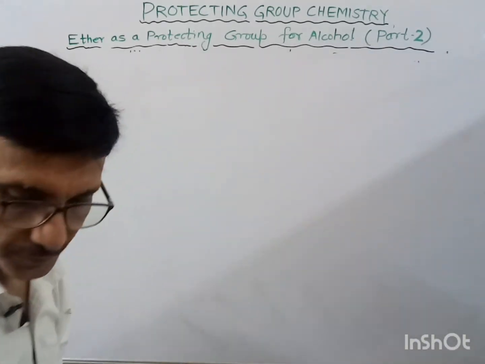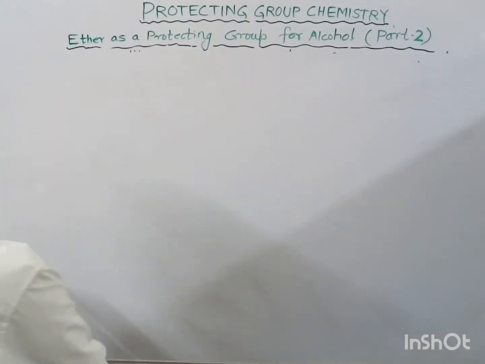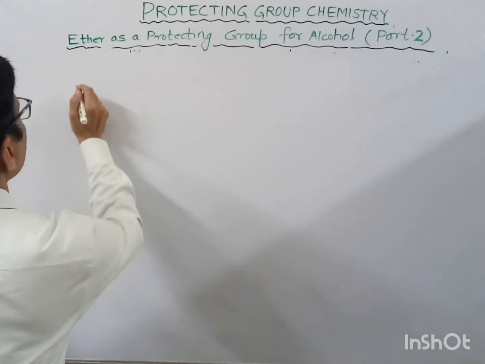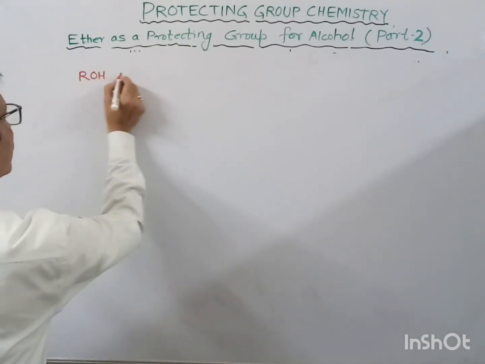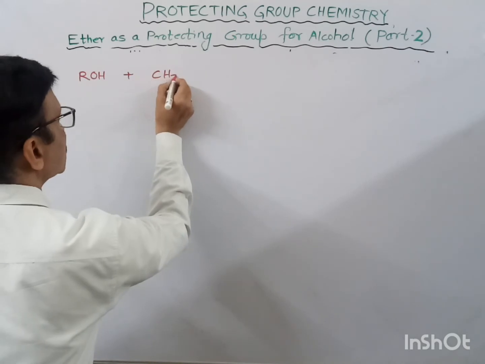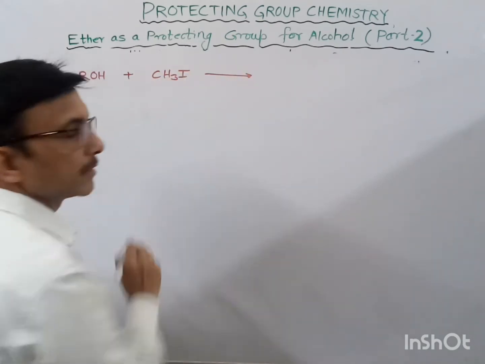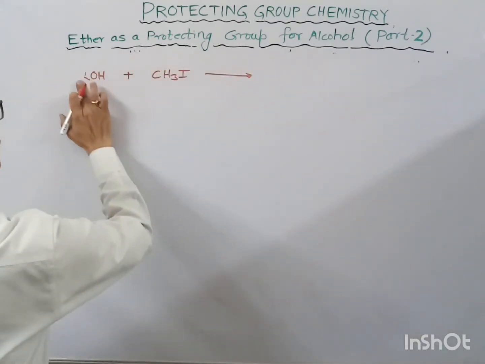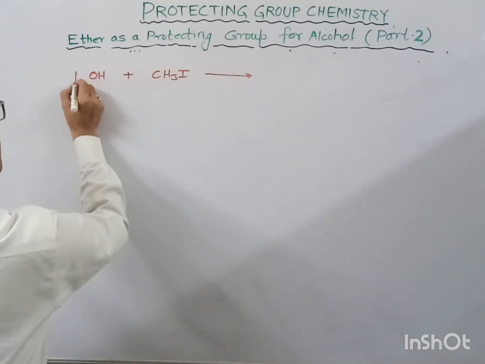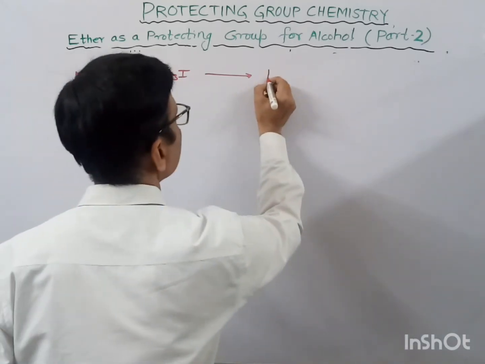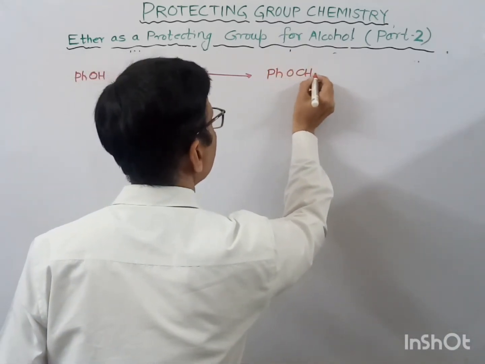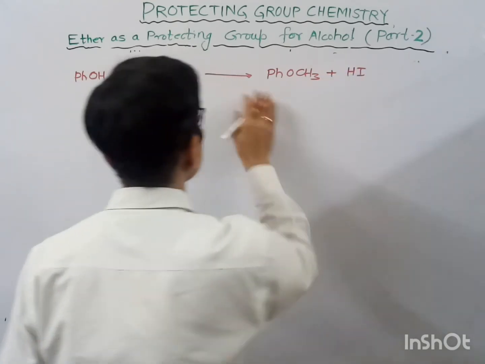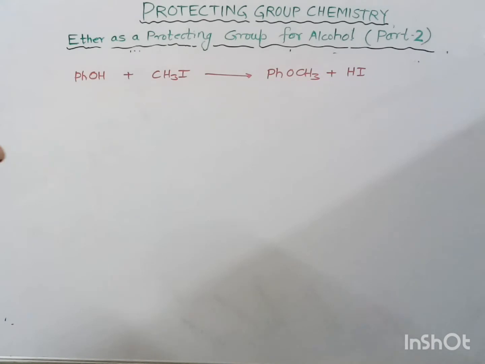Suppose we have any alcohol and it reacts with iodomethane, or suppose it is phenol. Then what do we get? So this can be protected. Okay, so it is anisole that is formed.